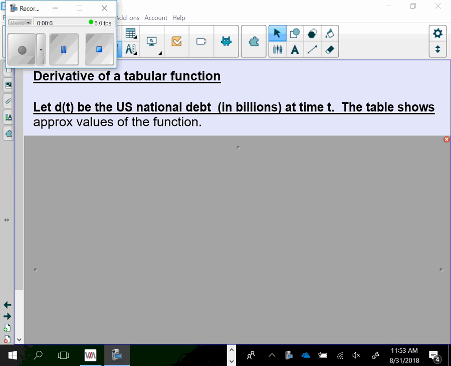So we talked about derivatives with respect to tables. The AP test loves tables. That's it.